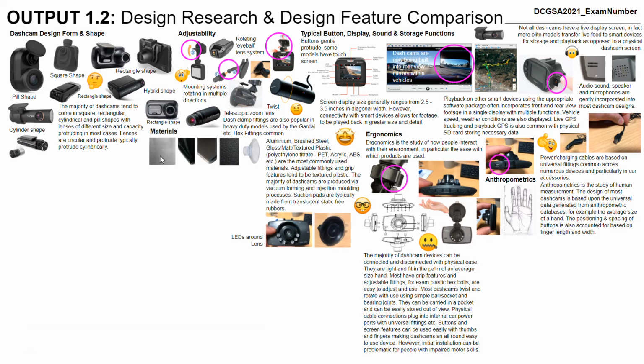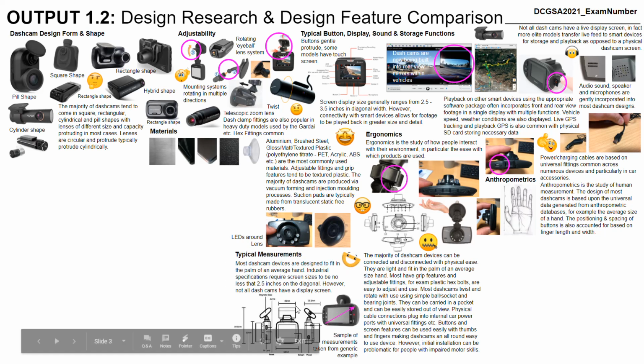The materials, you're looking at aluminium, brushed steel, gloss matte texture plastic like PET, polyethylene terephthalate, acrylic, ABS, and I found that most of these are produced via vacuum forming or injection molding processes. Okay, suction pads are generally made from translucent static free rubbers. Okay, all these are important. And then we have LEDs added in there as well into certain models to enhance the light in the environment around the camera. So then we have looked briefly at measurements.